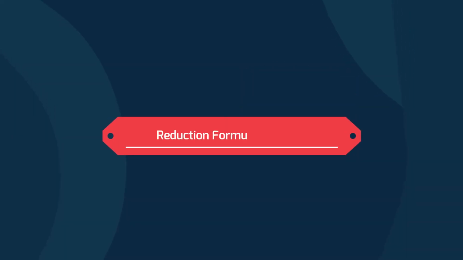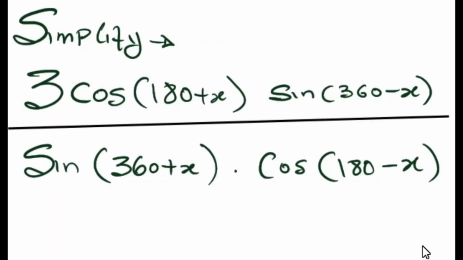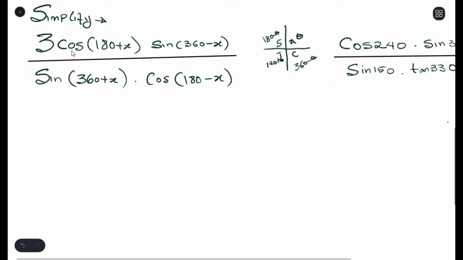Now that you have a better understanding of how reduction formula works, let us try out an example where you have to use reduction formula to simplify your question. Three cos 180 plus x times sine 360 minus x over sine 360 plus x times cos 180 minus x. Okay, so let's start simplifying.